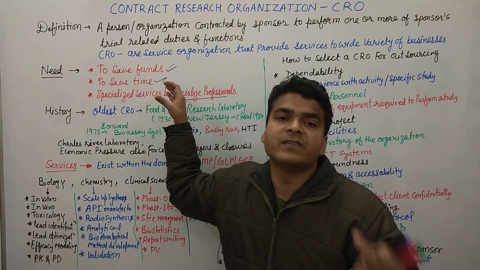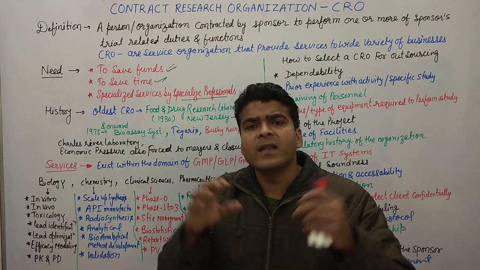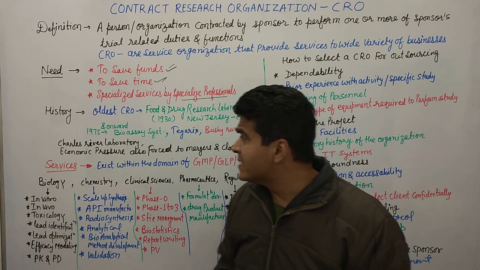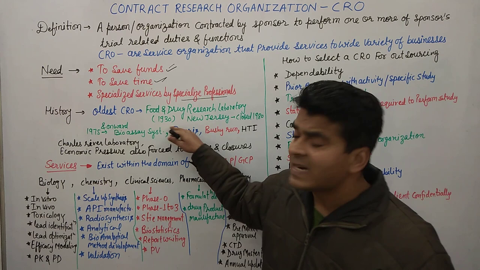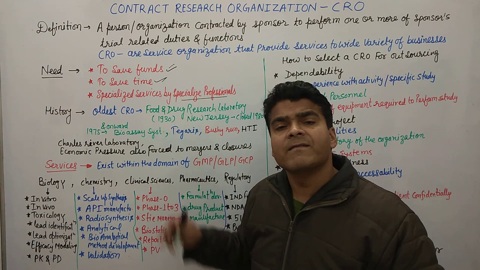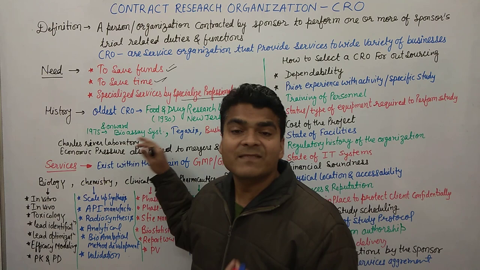Now looking at a little bit of the history of the CRO. If we look at the 1800s, there were only pharmaceutical companies. But around 1930, the first CRO was registered in the USA. The oldest CRO we can name is Food Drug Research Laboratory, which was established in New Jersey, USA, started in 1930, but closed in 1980. After around 1975 and onwards, many CROs were generated, and among them some are Bioassay Systems, Tagaris, Bashiran, STI, and Charles River Laboratory. And then further, slowly and slowly, so many CROs emerged.